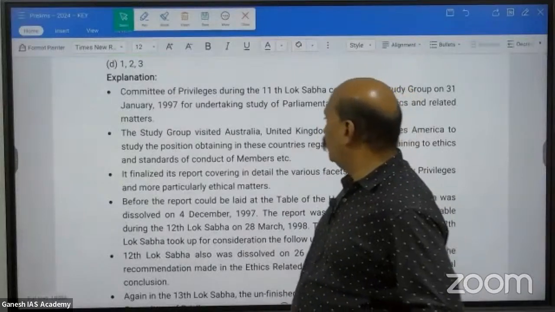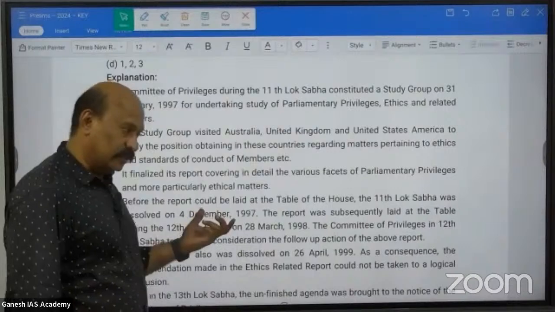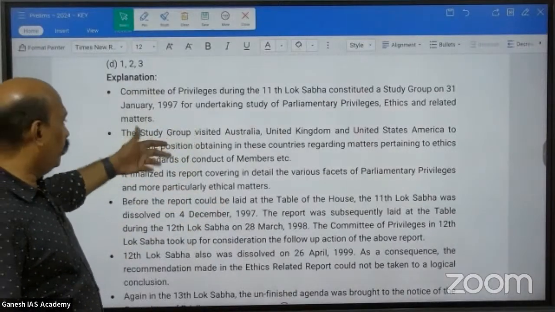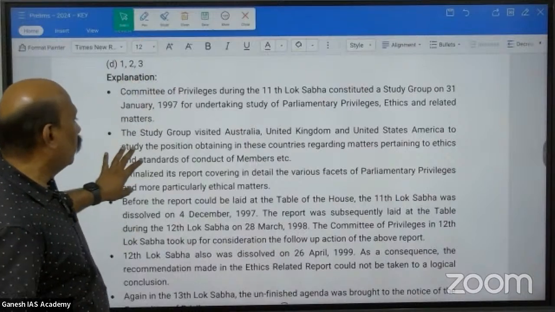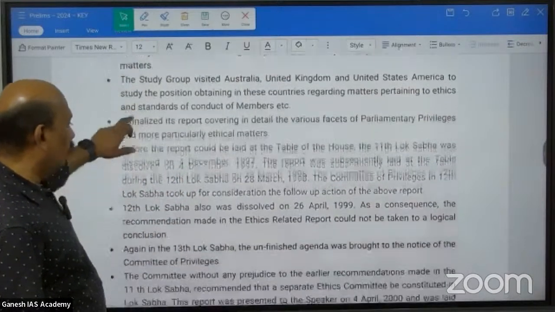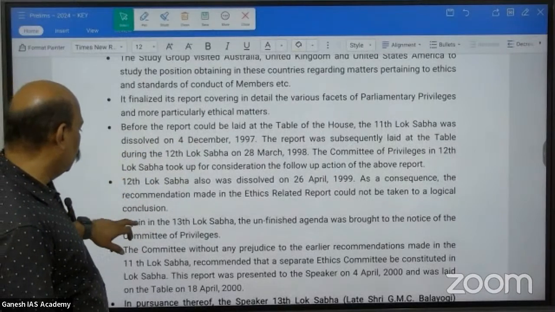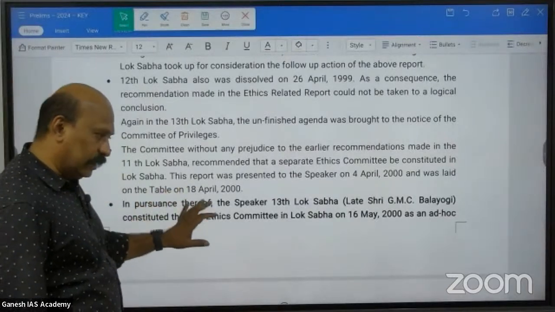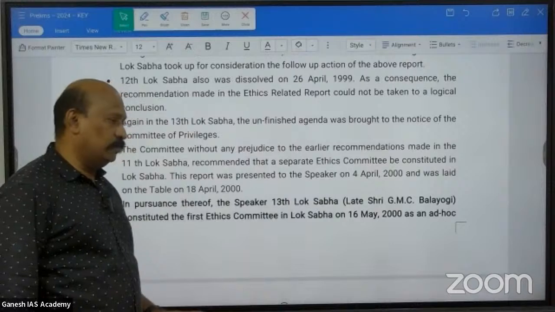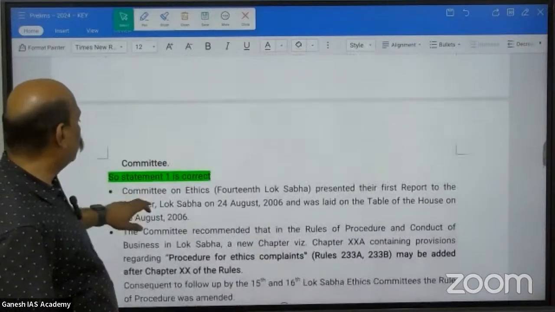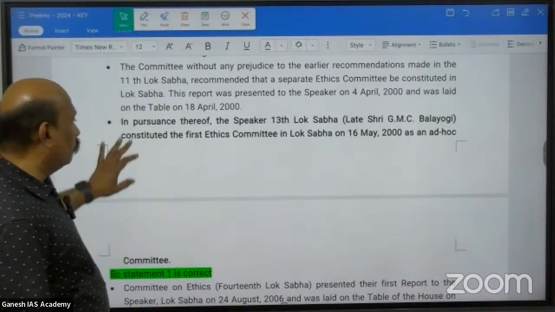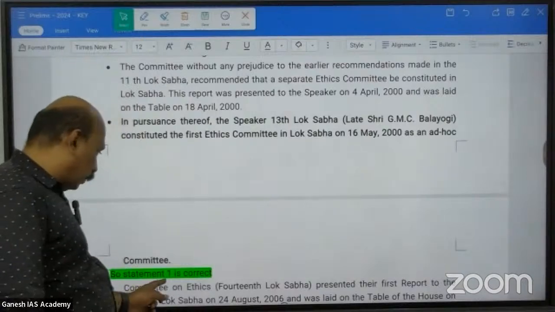See, the Committee of Privileges during the 11th Lok Sabha. This is history. I shall post this key in my social media pages as well with the explanation so that you can copy it. It all began with the 11th Lok Sabha, where the Parliamentary Committee on Privileges, Ethics and Related Matters was appointed. It all happened with the 13th Lok Sabha, where it was initially constituted as an ad hoc committee by the then Speaker, the late Shri GMC Balayogi. After that, the Privileges Committee and Ethics Committee in various reports recommended it be made permanent. Since I have highlighted this, statement 1 is correct.